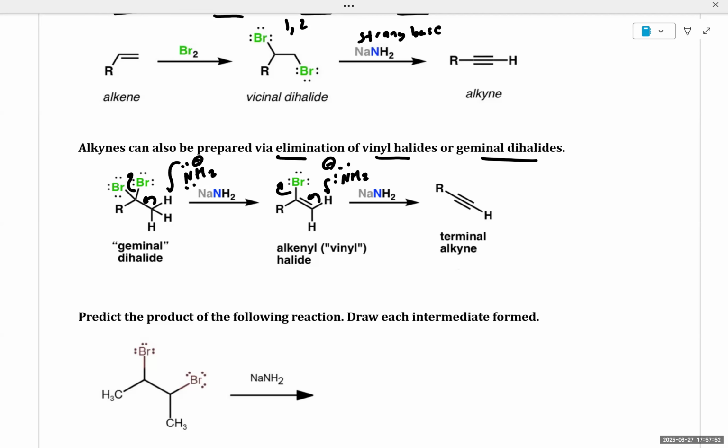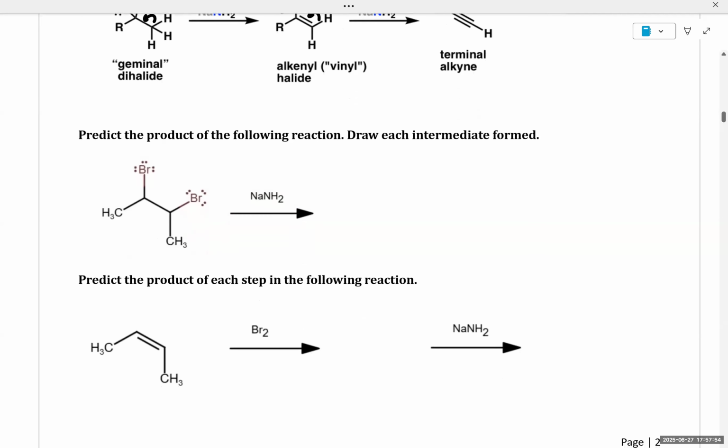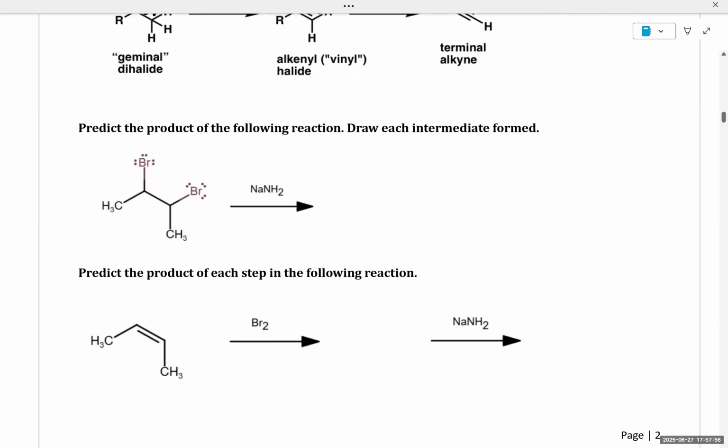So let's try to apply what we've learned, and let's try to predict the product from the following reaction. So we're taking a vicinal 1,2-dihalide and treating it with sodium amide. What product would we expect to see? And let's draw each intermediate formed. So pause the video, work through this, and then we'll discuss.